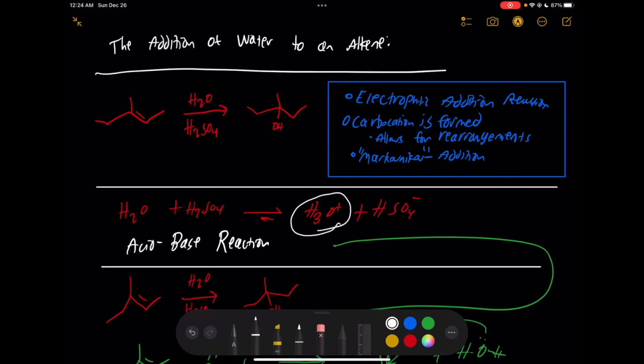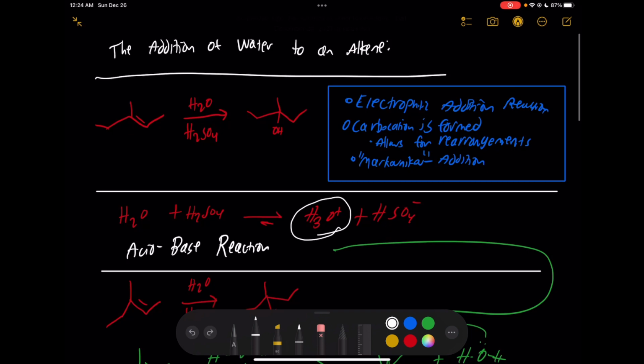But yeah, there basically forms a new sigma bond right here, bonding this carbon to this oxygen, and that's basically the whole thing about these reactions, right? Okay, and the hydrogen off of the other carbon from that original double bond right there, right?